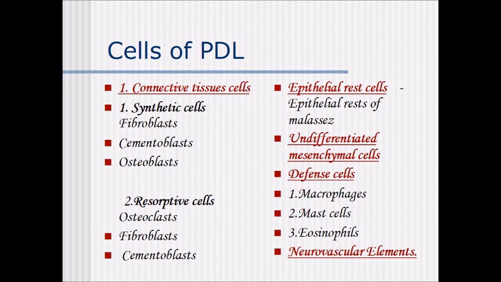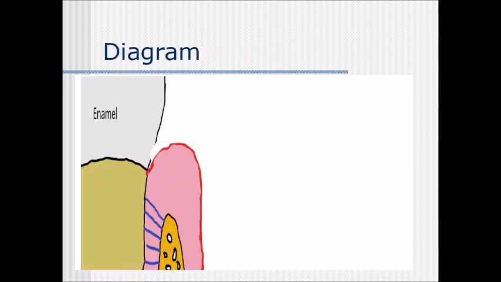So coming on to the cells of periodontal ligament, connective tissue cells will be there. In this, synthetic and resorptive cells will be there. Synthetic cells: fibroblast, cementoblast and osteoblast. In resorptive cells: osteoclast, fibroblast and cementoclast. Now next is epithelial rest cells of Malassez, undifferentiated mesenchymal cells. Then defense cells. In defense cells there will be macrophages, mast cells and eosinophils, and then neurovascular elements. And we should draw one diagram.